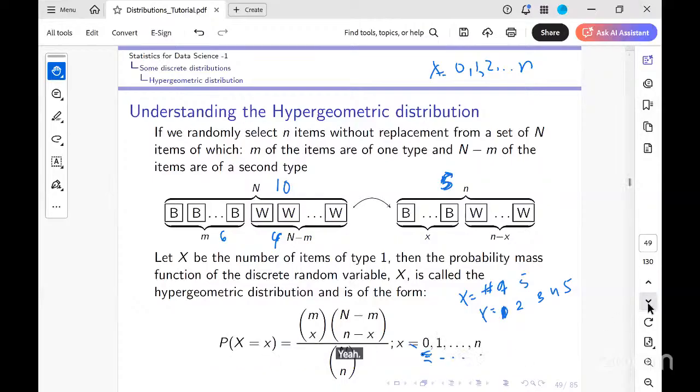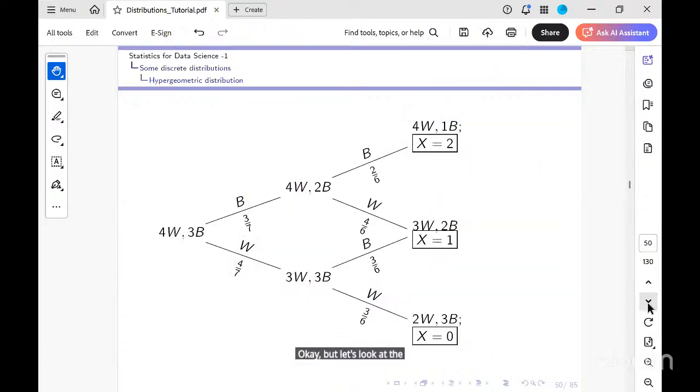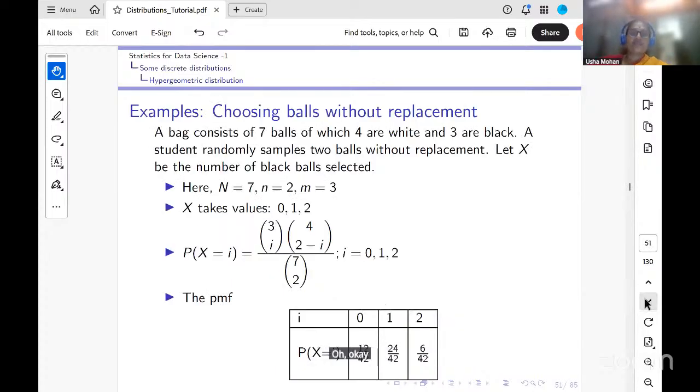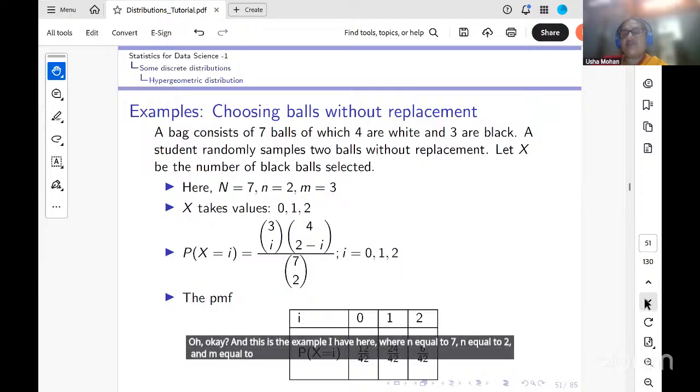Okay, but let's look at the distribution. Here you can see I have 2 outcomes with x equal to 1, these two BW and WB, and both W gives x equal to 0. X again takes the value 0, 1, 2. This is the example I have here, where N equal to 7, n equal to 2, and m equal to 3. You can see the value of x equal to 0, 1, 2 with this probability.